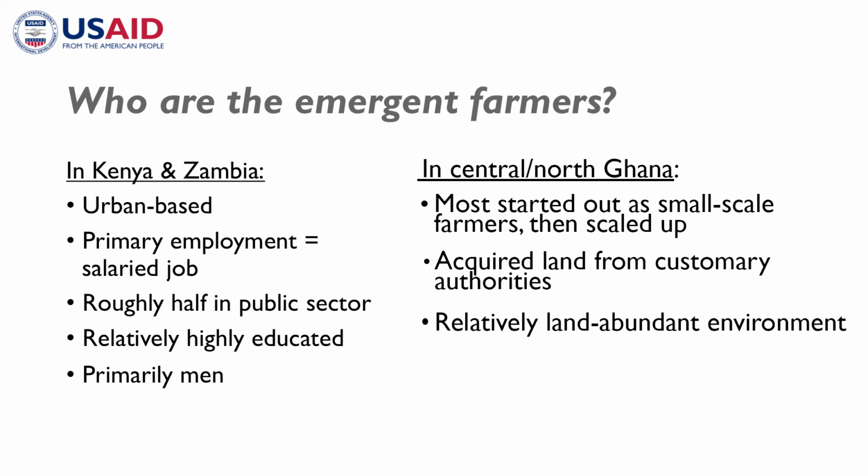And in central and northern Ghana, this was the outlier. Most there started out as small-scale farmers, then scaled up. So a much more positive story if you're looking for cases where smallholders were able to break out of the shackles of poverty and acquire more land and become emergent medium-scale farmers. Northern Ghana is a fairly land-abundant place. The chiefs and traditional authorities are the ones who allocate land in that area. So we're trying to replicate this study in a broader number of countries. The data from Malawi looks more like Kenya and Zambia, an urban-based acquisition of farmland.